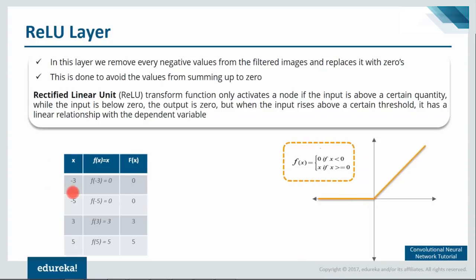If I have x value as -3, it is definitely less than 0, so f(x) becomes 0. Similarly, if I have x value -5, again it is less than 0, so my f(x) value becomes 0. But when I consider 3 as my x value, then my f(x) becomes equal to x, which is nothing but 3. So over here I'll have 3. Again, if I take my x value as 5, then obviously it is greater than or equal to 0, so my f(x) becomes equal to x, which is 5. So this is how a ReLU function works.